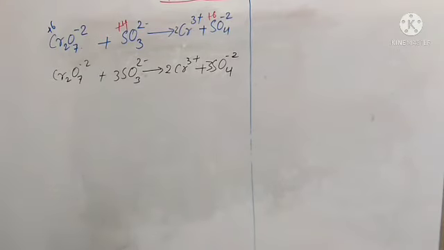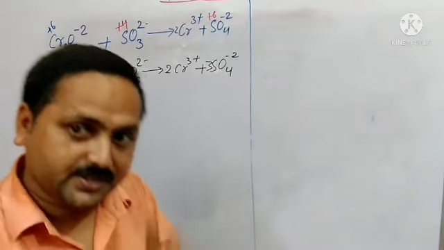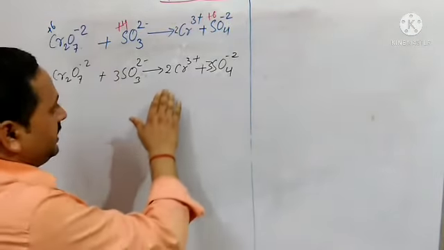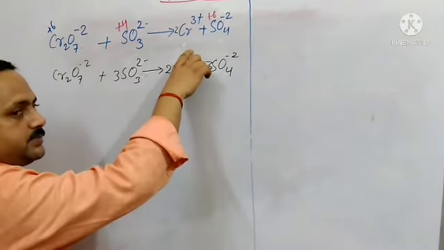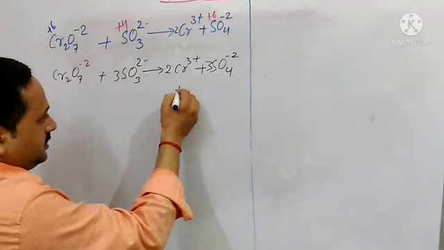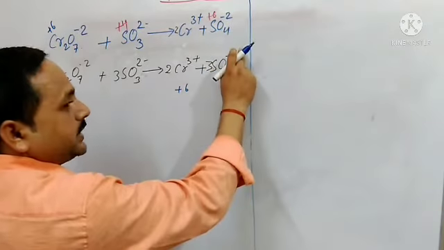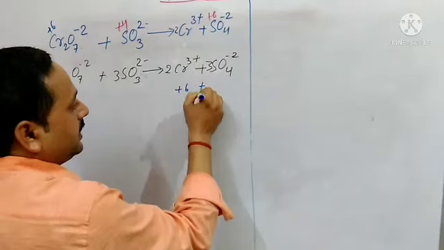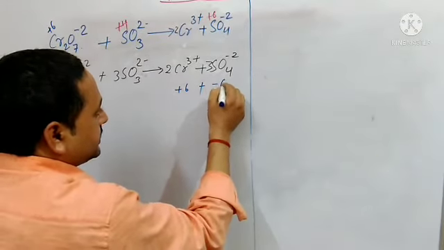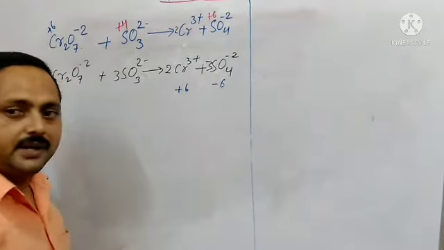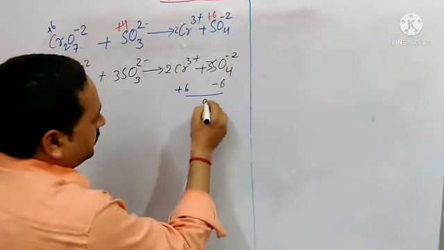How much charge is on both sides? Total charges, then we will balance the charge. If I ask you how much positive charge is there? Plus 6 positive charge here, plus 6, and here at 1 that is minus 2, so at 3 it will be minus 6. Is it clear? Yes, it is clear. That side, so total charge is 0.